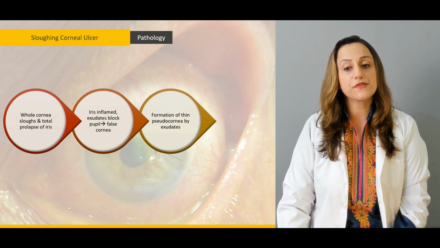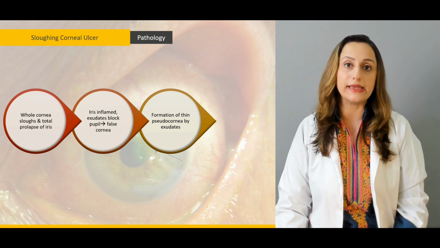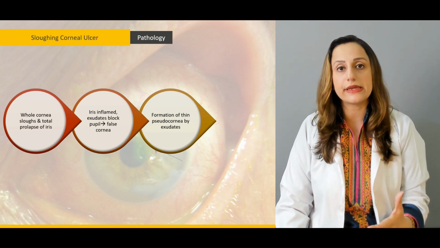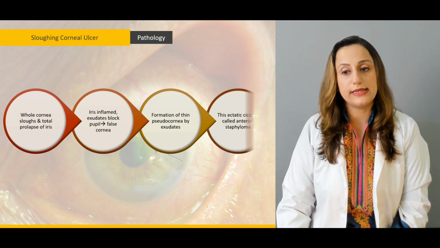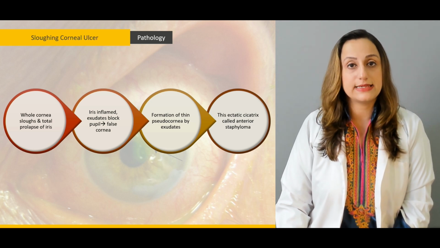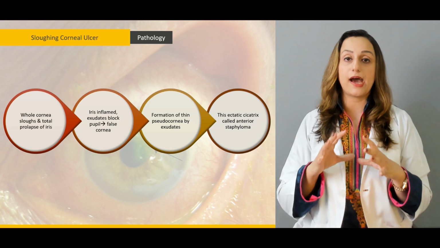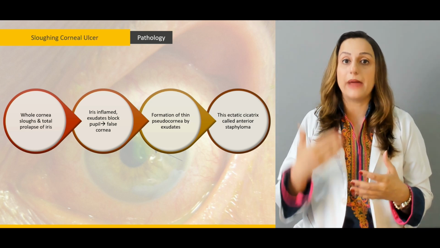The formation of the thin pseudocornea is by the exudate. So it's not actually the cornea, it's just a fake cornea due to the accumulation of the exudates locally over the tissue. This ectatic cicatrix is called the staphyloma. So one of the complications that we have to keep in mind is called the desmetocele.